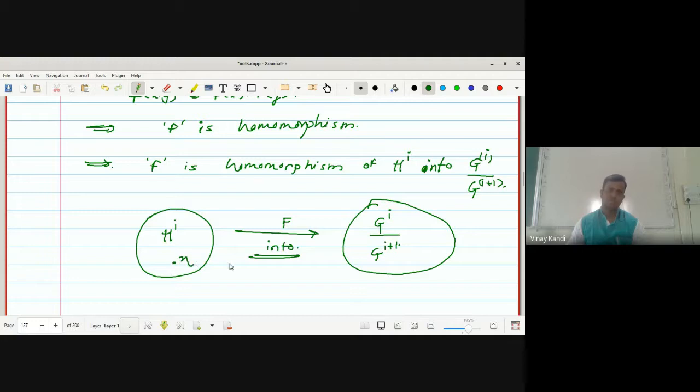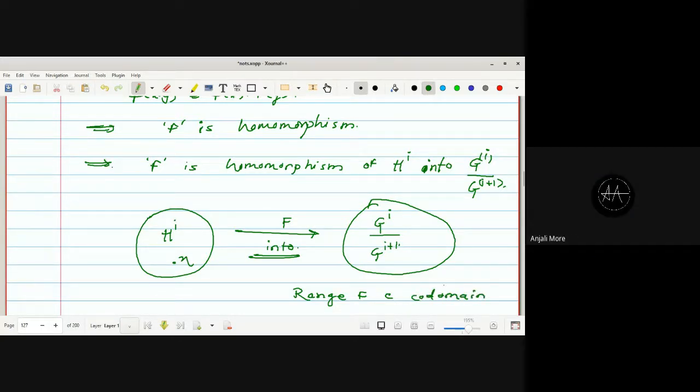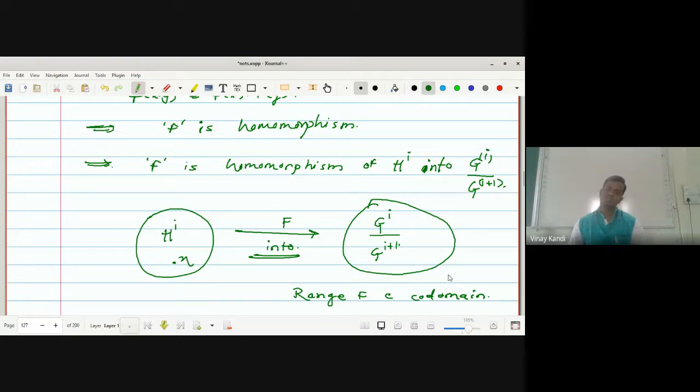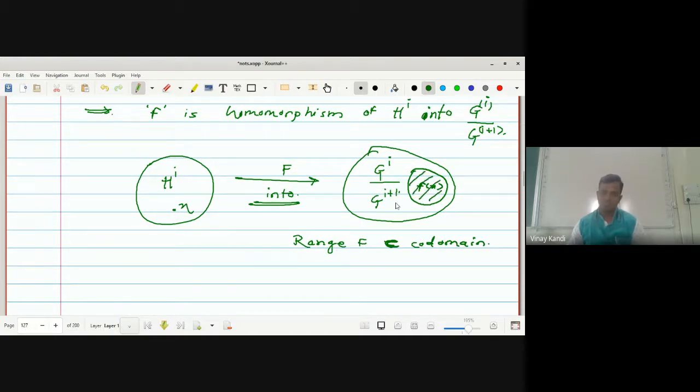Suppose x belongs to H raised to I. What is an into homomorphism? The range of f is not equal to the codomain; the range of f is properly contained in the codomain. If a function is onto, the range is equal to the codomain, but here we get a proper subset. So my range set will be a proper subset of the codomain, inside it somewhere, not equal. Then whatever part the range set is, it will be isomorphic to that.